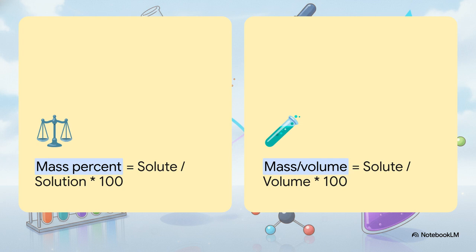Now listen closely, because the biggest mistake students make here is confusing the mass of the pure solvent with the mass of the entire solution. Remember, your denominator is always the total solution.